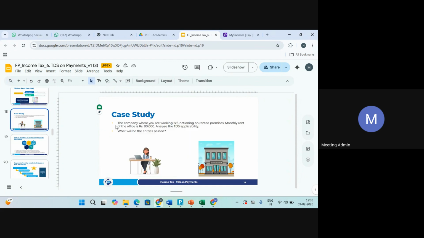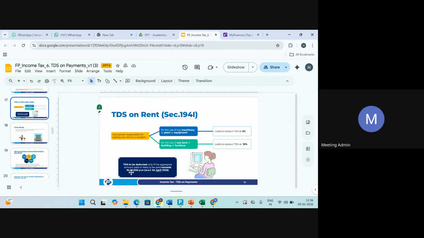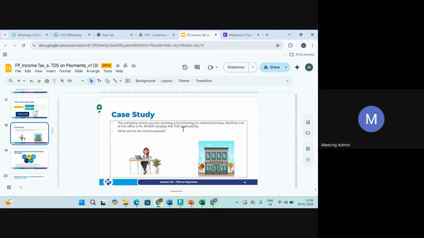So let us go here. You can see the case study they have given. The company where you are working is functioning in rental premises. The monthly rent of the office is 80,000. If it is more than 50,000 per month, it is compulsory to apply TDS. Am I right? So here it is 80,000; analyze the TDS applicability. What will be the entry passed? How much TDS are you going to pay? How many percentage? 10%, ma'am.